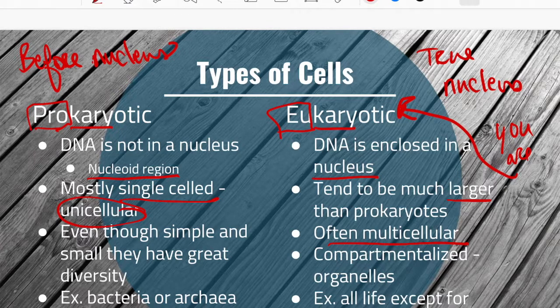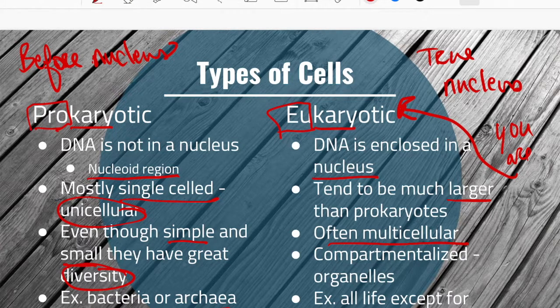multicellular organisms. Prokaryotes, even though they're simple and very small, have a lot of diversity. So there's a lot of different types of prokaryotes out there. Examples of these are bacteria or archaea. All right, so there's a wide variety of prokaryotes. They do important things for us. Sometimes they make us sick, but they also do extremely important things for us. Digestion would not happen without them.